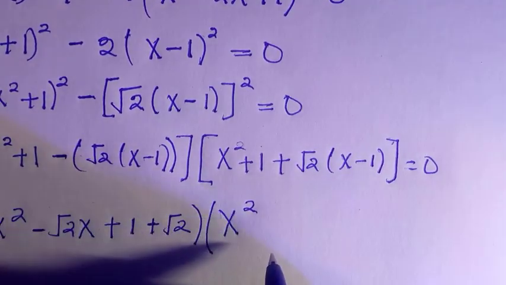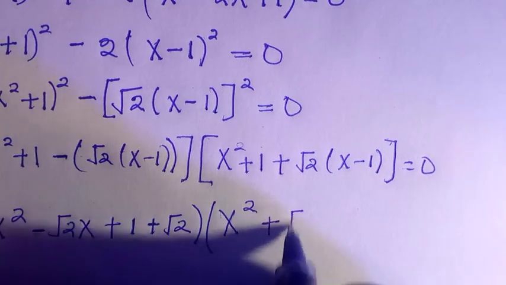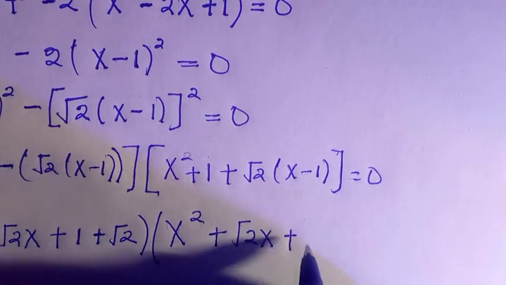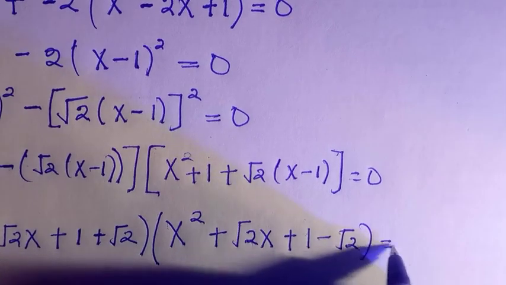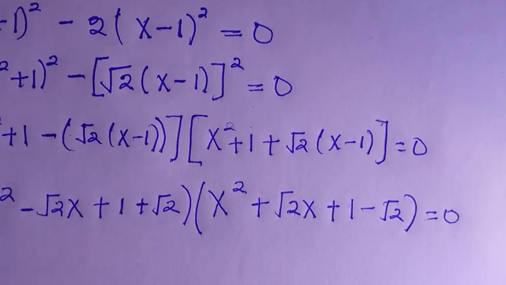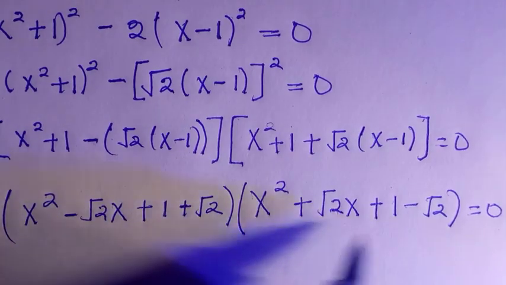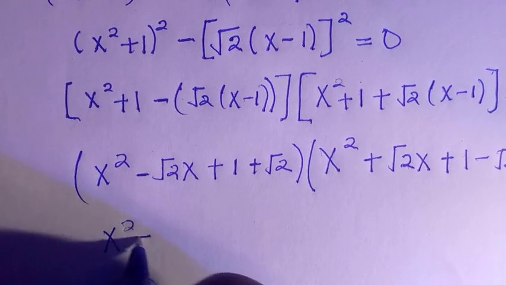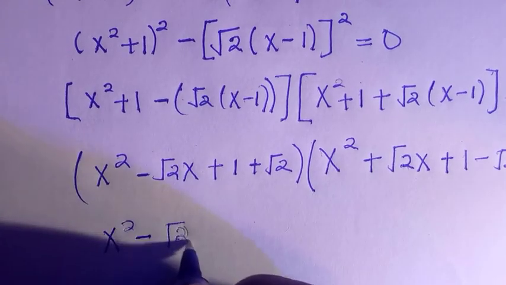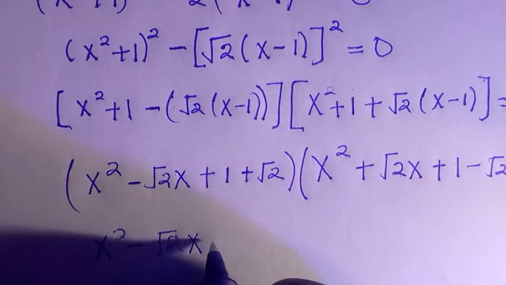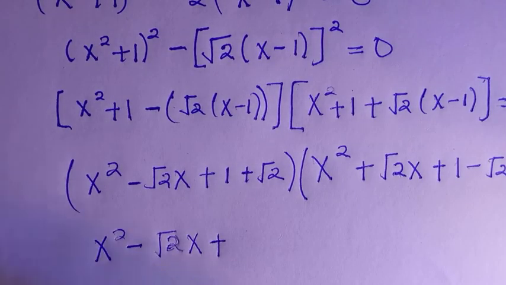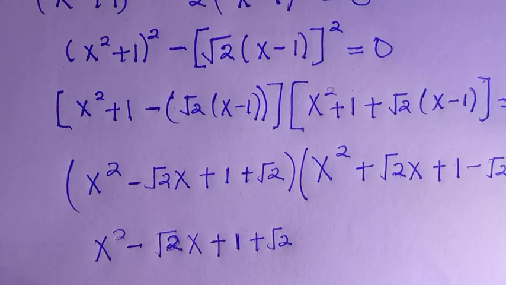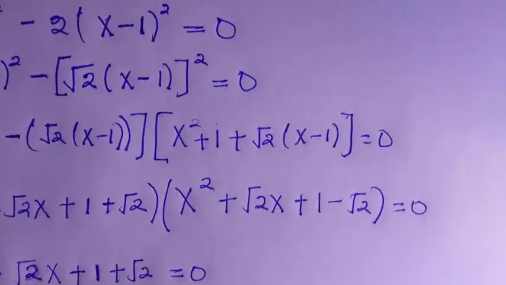So here becomes x squared plus, multiplying root 2 with x, we have root 2x. And for the second one, we are going to have 1 minus root 2, everything equals to 0. So here we come. What we are going to do next is equate these two brackets to individual 0. So for this one we have x squared minus root 2x, plus the second one, that is 1 plus root 2. Everything will be equivalent to 0, and the second one also will be equivalent to 0.